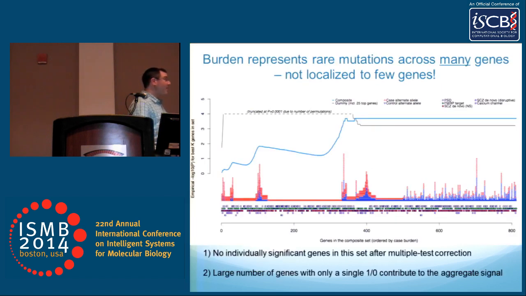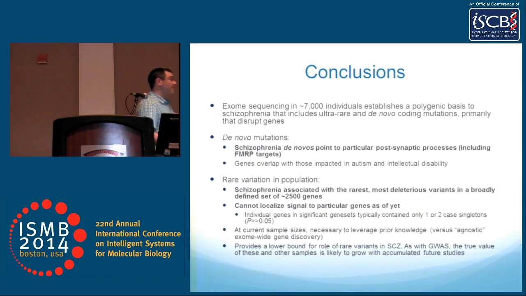Last slide. So what we actually see is that the burden represents, we looked at 2,500 genes, but really we see that the burden represents rare mutation across many genes. So it's really not localized to a few genes. This is what you'd expect, this sort of plot, if it was localized to 25 genes, let's say, a very small number of genes. What we see is that the burden goes up really slowly as we add the genes. So it's really diffuse across the multiple genes.